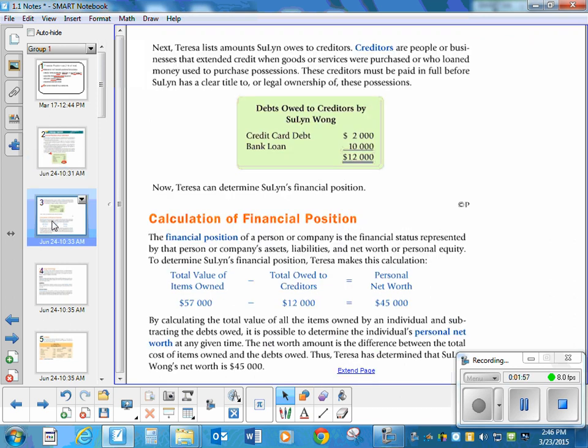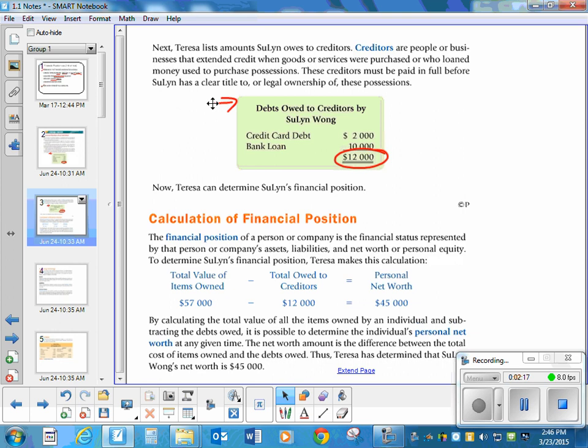Now, a really important part as well is kind of the opposite of what you own, and it is what you owe. She has credit card debt of $2,000, and she has a bank loan for $10,000. This total is very important. That $12,000 represents what she owes to creditors.